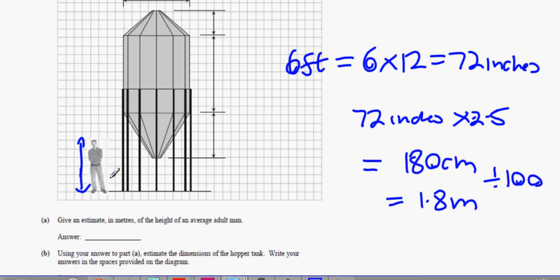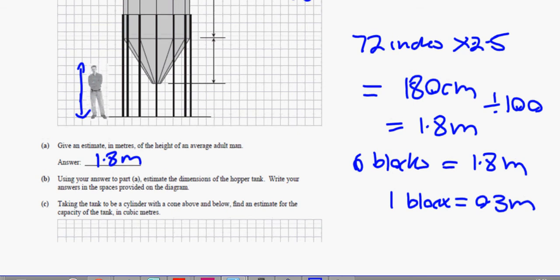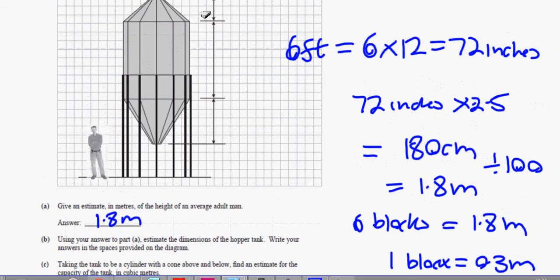Now let's count how many blocks. There's 6 blocks. 1, 2, 3, 4, 5, 6. So 6 blocks equals 1.8 meters. This means that 1 block is 0.3 meters. Use your answer from part A to estimate the dimensions of the hopper tank, writing your answers in the diagram. Okay, so the tank, alright. What we're going to have to do is measure the tank, count how many blocks there are and multiply it by 0.3.